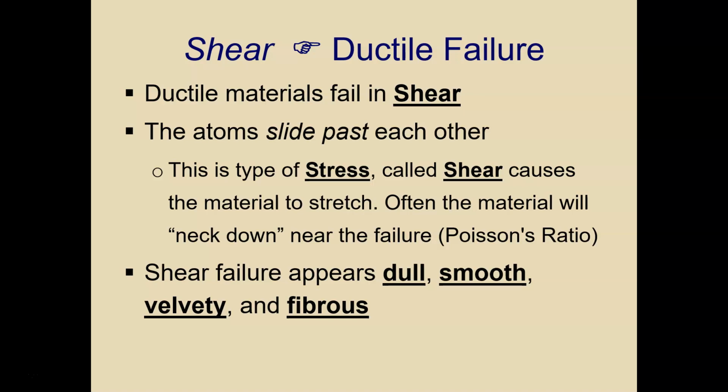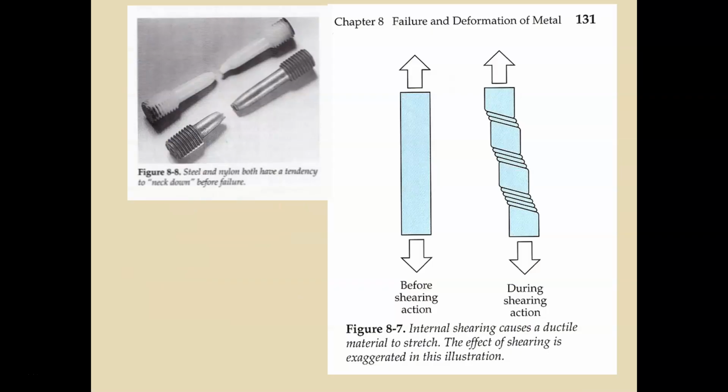Ductile materials are forgiving, and any error in the design process does not result in a catastrophic failure. By understanding ductile failure, engineers are able to develop more dependable and safer industrial products and materials. Figure 8.8 is an example of necking down, and 8.7 is an example of shearing.